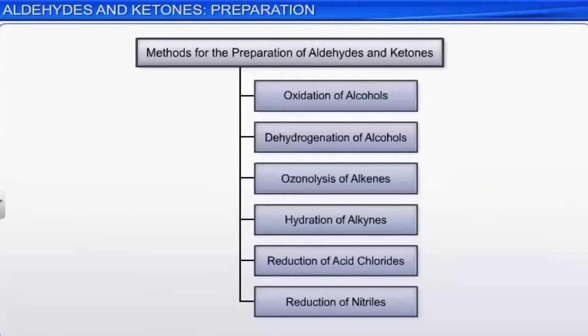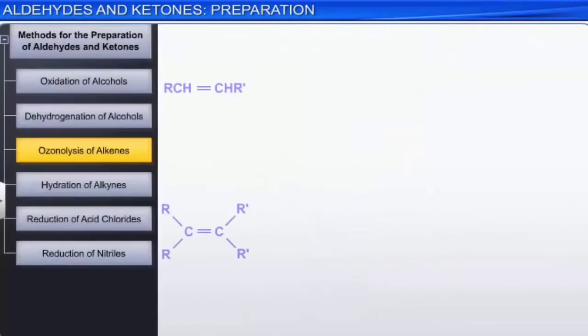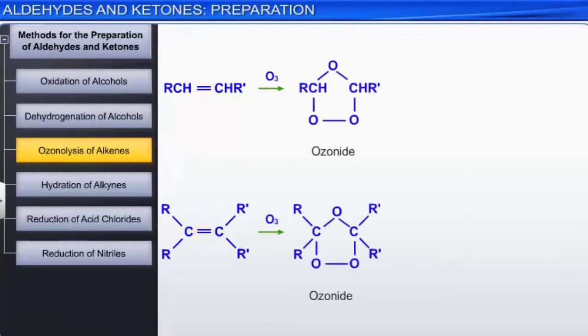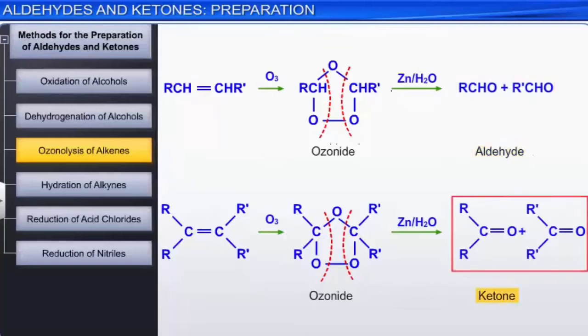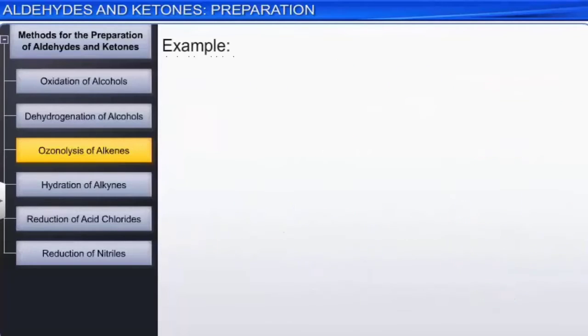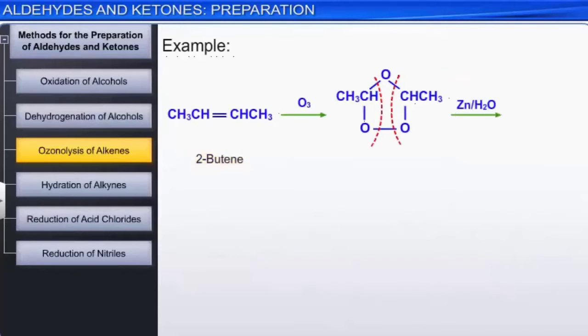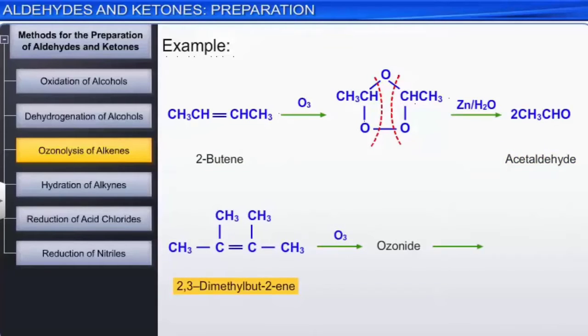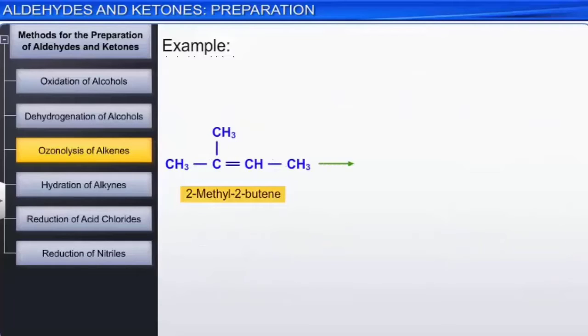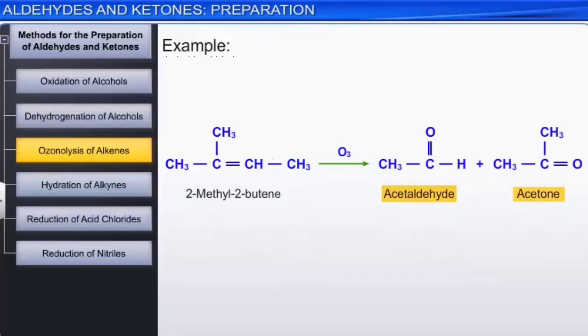Carbonyl compounds can also be prepared from the ozonolysis of alkenes. Ozonolysis involves the cleavage of the double bond by the addition of ozone to give a cyclic product called ozonide, followed by hydrolysis in the presence of zinc dust. Depending upon the substitution pattern of alkenes, ozonolysis yields either aldehydes or ketones or both. For example, 2-butene yields 2 molecules of acetaldehyde on ozonolysis, while 2,3-dimethyl-but-2-ene yields 2 molecules of acetone. A molecule such as 2-methyl-2-butene yields a mixture of acetaldehyde and acetone on ozonolysis.